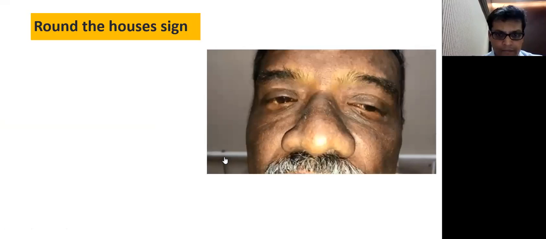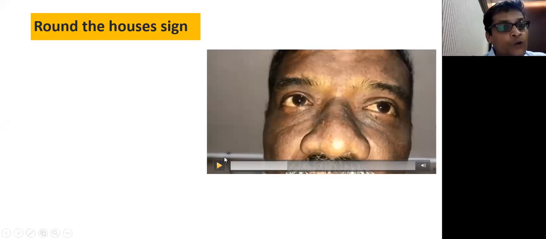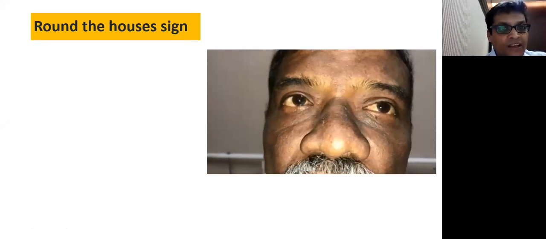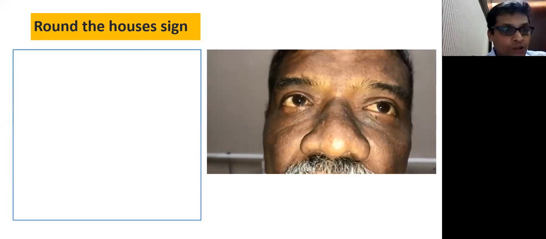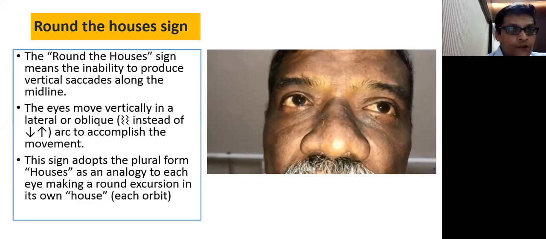So this is the round the houses sign, not round the house sign, because there are two orbits. So while testing for vertical saccades, remember the round the houses sign should be checked while testing for saccades, not while testing for vertical pursuits. So instead of moving vertically, the eye will take a lateral or oblique arc while doing vertical saccades. So this is the round the houses sign.